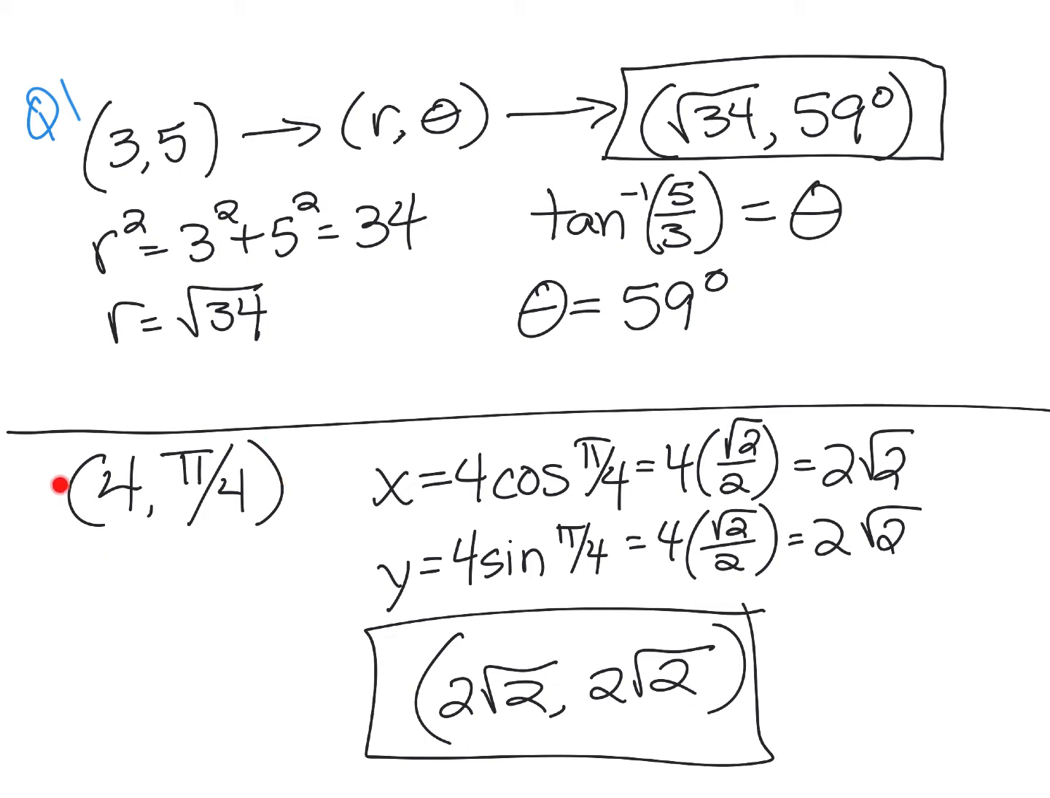For polar converting to rectangular, we have the hypotenuse, right? And we have our angle of rotation. So x is our r cosine theta, y is our r sine theta. We just happen to, this is a common angle, so we know that the sine and the cosine are the same, and we get our answers.